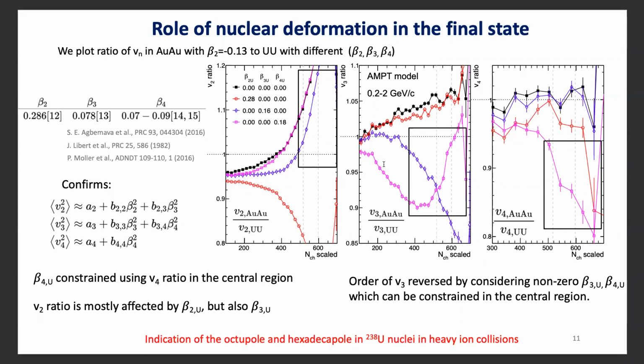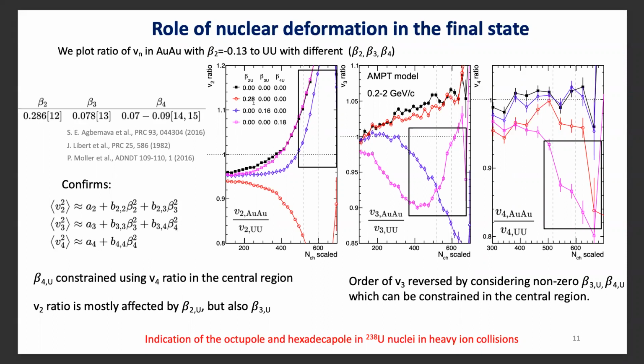What is the value for the deformation of gold? Yeah, here actually our deformation for gold is minus 0.13. It's very small, not very large. So I will continue.